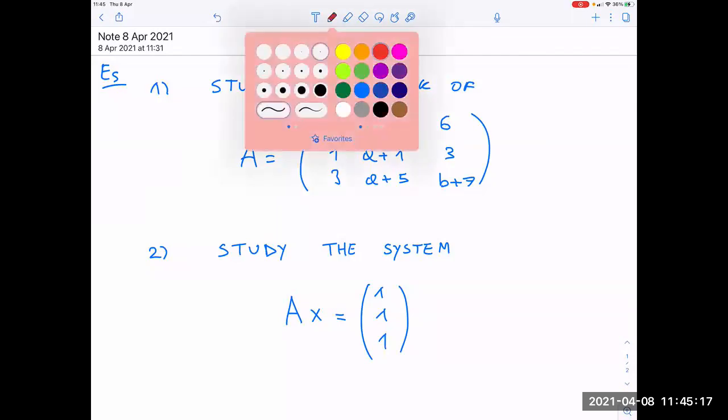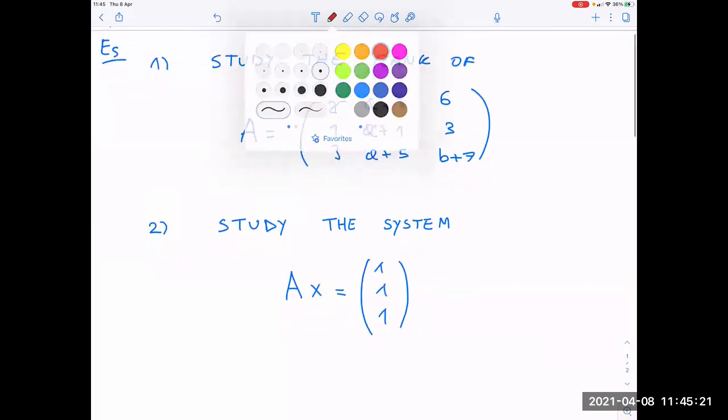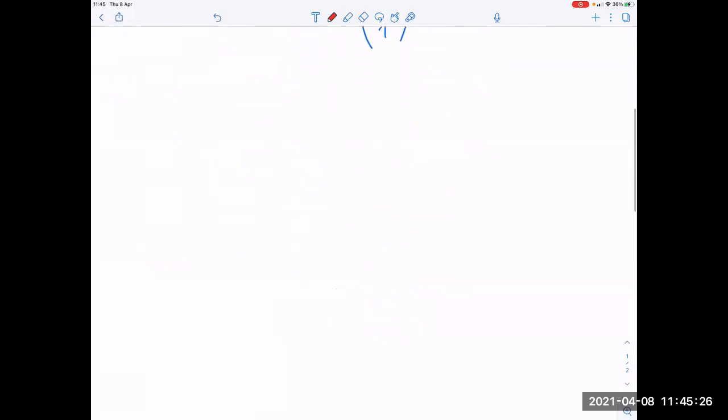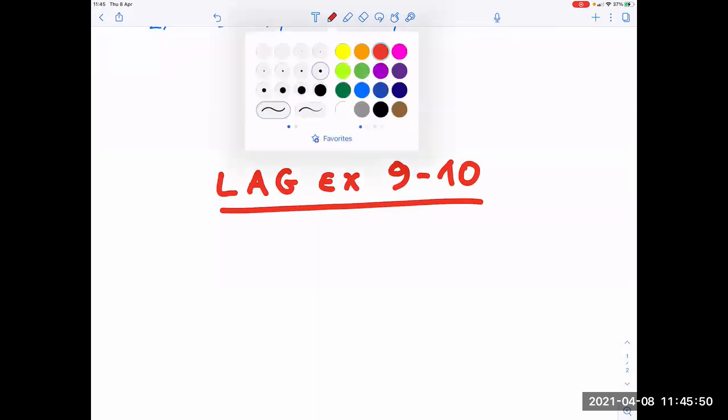So the topic of today is going to be, let's see. Here is what we want to do today. We want to do exercises on LAG, I think sheets 9 and 10. So we want to speak about rank of matrices and linear systems of equations, the Rouché-Capelli theorem, and the like. Okay, everything seems to be working well.